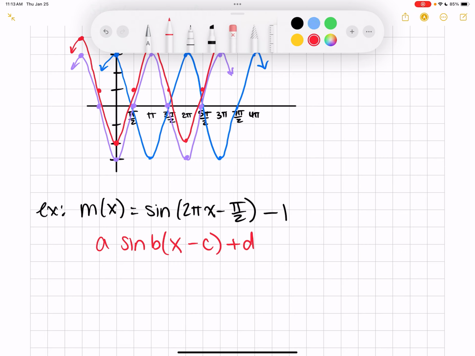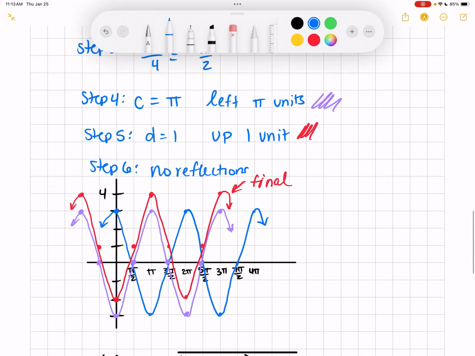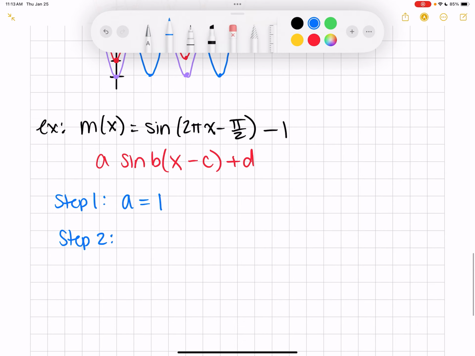So, step 1, just the way we were doing it yesterday, we've got an amplitude of what in this problem? 1. There's nothing in front of sine. Step 2. So this is where we do the period. Right, that was step 2. But we need to take out this 2 pi first. So I'm going to do it up here, and then I'll come down there and do it. So we're going to have the sine of 2 pi times x minus.